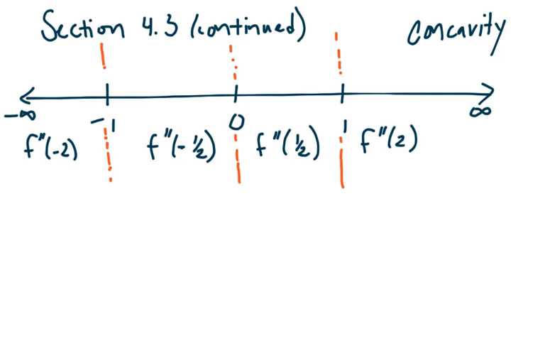So I'm testing key points in the second derivative. So f double prime of negative 2 gives us negative 12 over 4 minus 1, the quantity squared. That's ultimately going to be a negative number. And so that means that our function is going to be concave down from minus 1 to infinity.